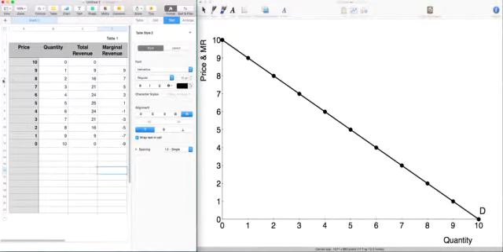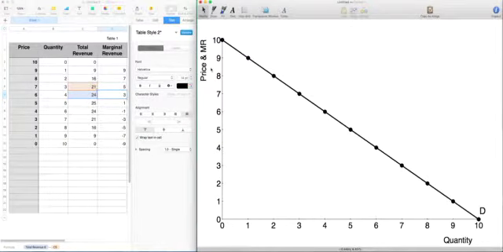When I go from a quantity of 2 to a quantity of 3, we can see the total revenue goes from 16 to 21. That gives us a marginal revenue of 5. Same thing when the quantity is equal to 4, total revenue increased from 21 to 24, therefore marginal revenue is equal to 3. If I take that information, I can place this back onto this graph here on the right.